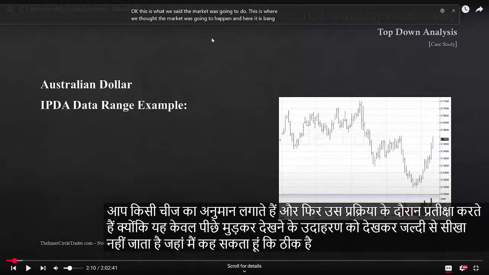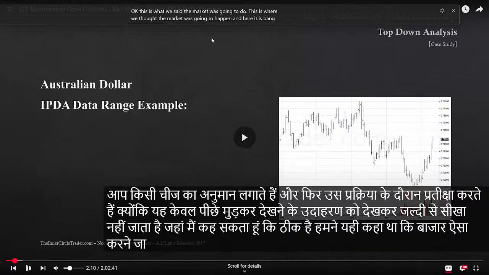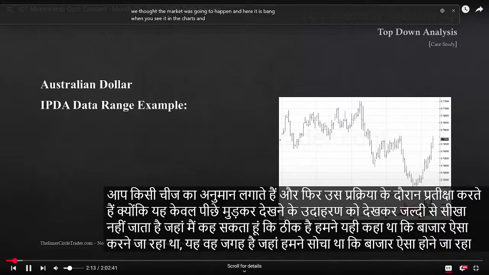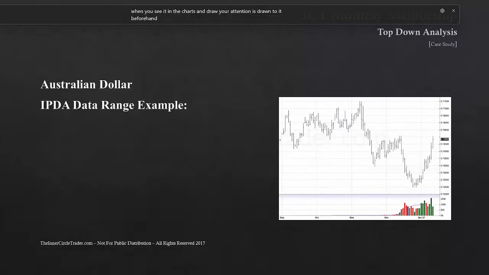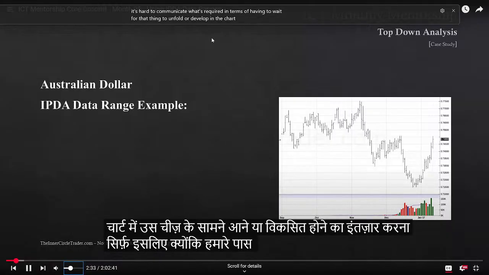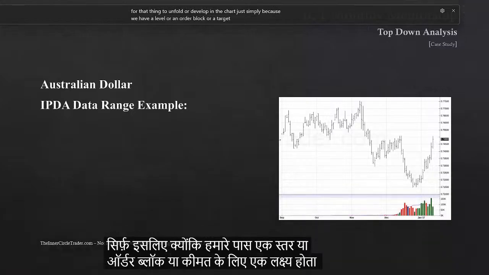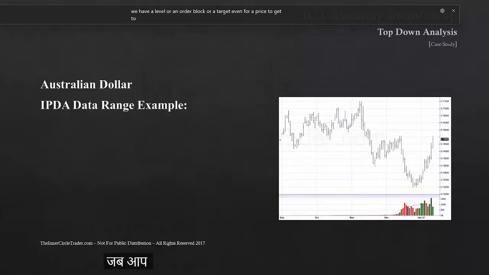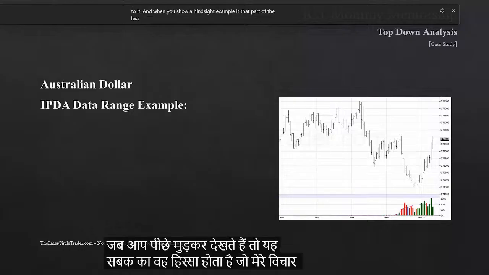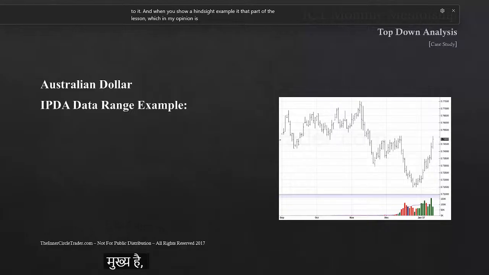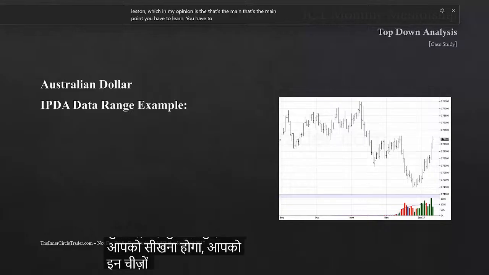When you see it in the charts and your attention is drawn to it beforehand, there's a submission to time that's required. And unfortunately, we gloss over that many times, even as educators like myself. It's hard to communicate what's required in terms of having to wait for that thing to unfold or develop in the chart, just simply because we have a level or an order block or a target for price to get to. When you show a hindsight example, that part of the lesson, which in my opinion is the main point you have to learn, is that you have to learn to wait for these things to unfold.